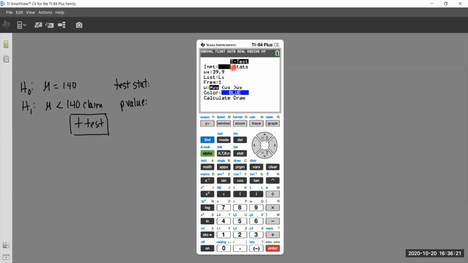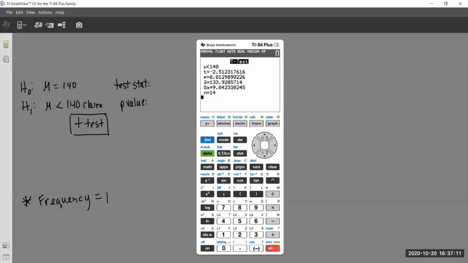So the data is what we already entered. The mu sub 0 is our 140. My data is in list 1. You put whatever list you use to enter your data. And the frequency is always 1. I'm going to write that down too, just to make it stand out. Frequency is always 1. We're not having any of those data values occur more than once. Now we're going to choose our symbol, which needs to be a less than symbol. Lock it in. And we're going to calculate.